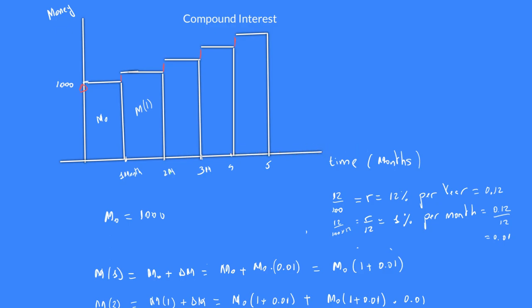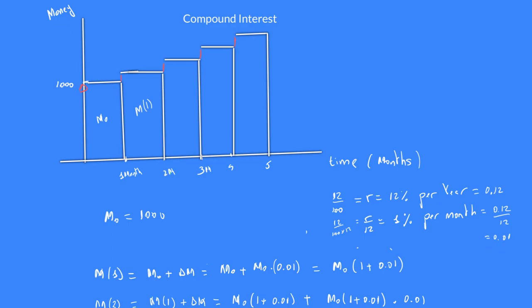Let's say that the bank offers you the following deal. It says, please keep your money in a savings deposit and we will give you 12% per year. But 12% per year means that they will give you 12 divided by 100 per year. But per month it will be 12 divided by 100 divided by 12. In every month, they will give you 1% per month, or 0.01.